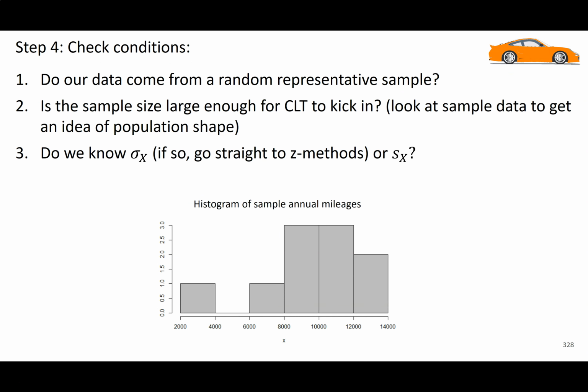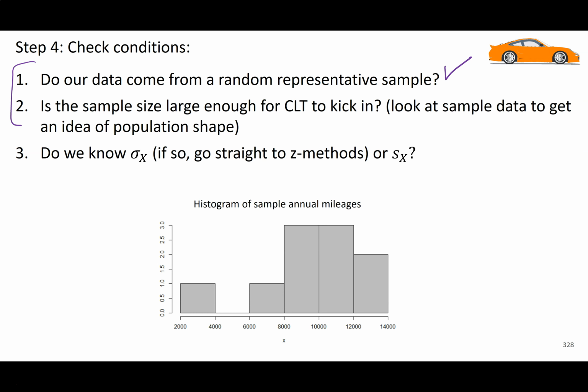I know I skipped over step 3. I promise it's on the next one. Step 4, check conditions. If you check these conditions and you don't meet them, you don't want to keep going. So the first question, we checked these two in lesson 26: do our data come from a random representative sample? The 10 drivers were a random sample, so yes.